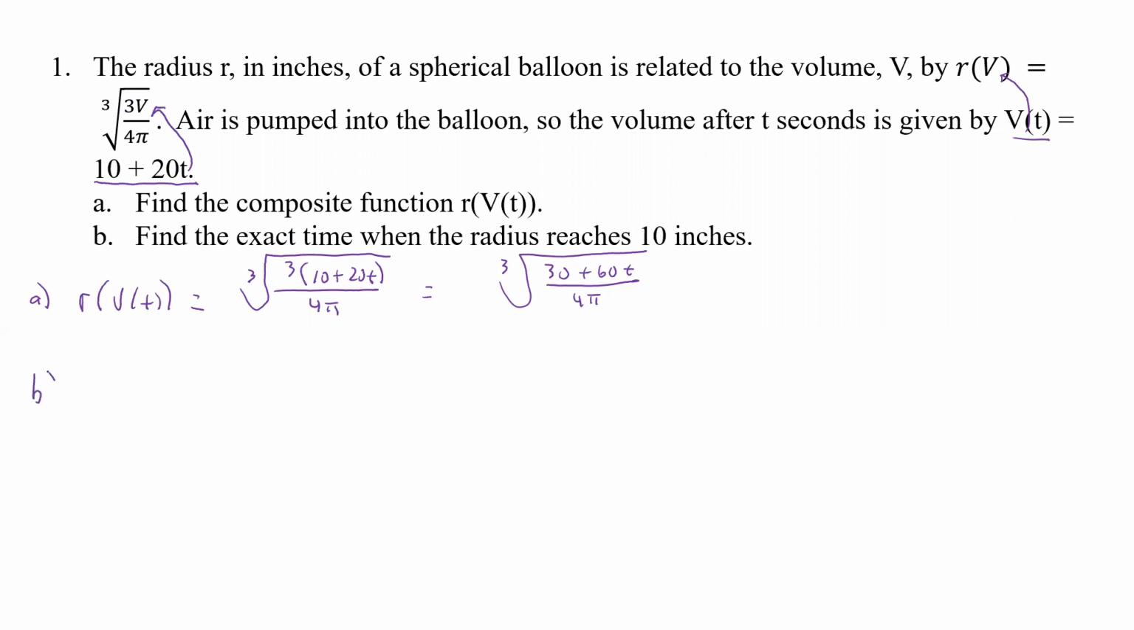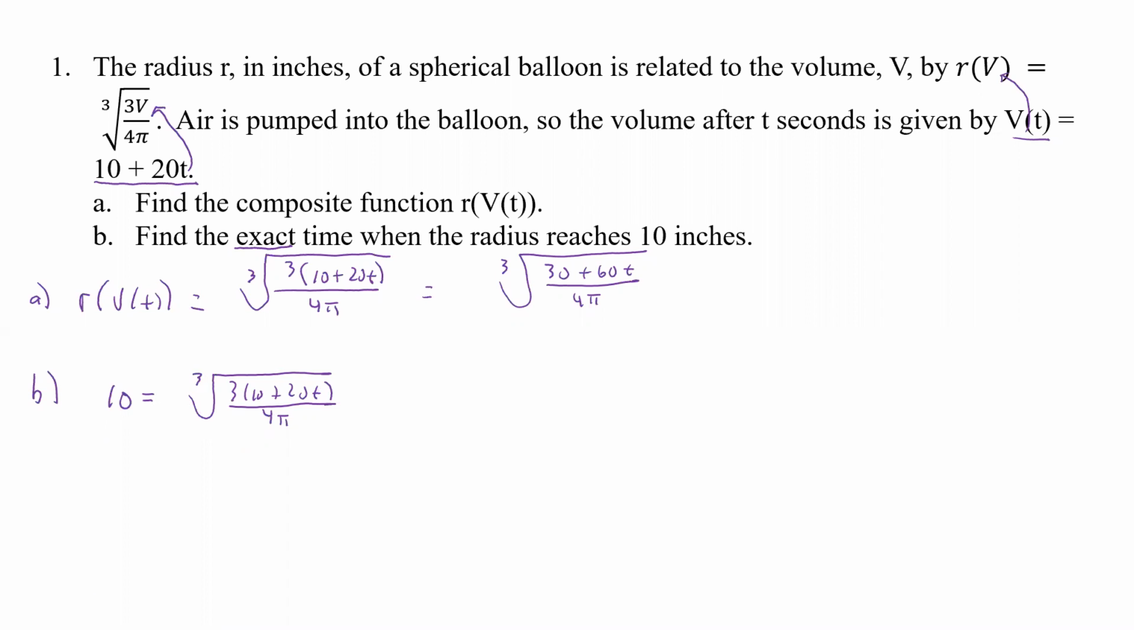Now, what does B say? Well, B says find the exact time when the radius reaches 10 inches. Well, radius is r, so that means this. And so what we're going to do is say 10 is equal to the cubed root of, and again we could put it all together or take it apart, it really doesn't matter here, 3 times (10 plus 20t) in parentheses over our 4 pi. Now, since it says exact time, we have to keep everything in terms of pi, so we have to keep that pi. Now, how are we going to solve this? Because we need to solve basically for the time t.